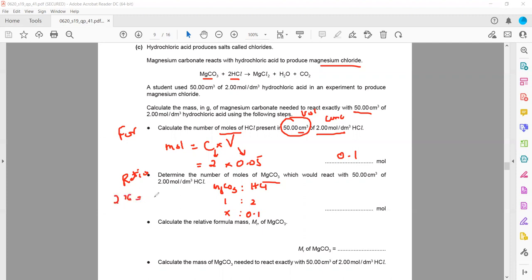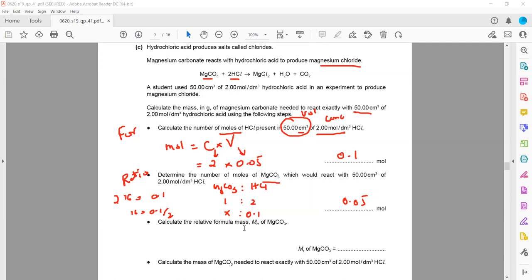So 2x is equal to 0.1 and x is equal to 0.1 divided by 2, which is 0.05. So this will give us the moles of magnesium carbonate. So by using the simplest ratio, we work out the moles of magnesium carbonate. Then we have to work out the relative formula mass of magnesium carbonate. How to work out the mass of magnesium carbonate? We have to multiply by 100.